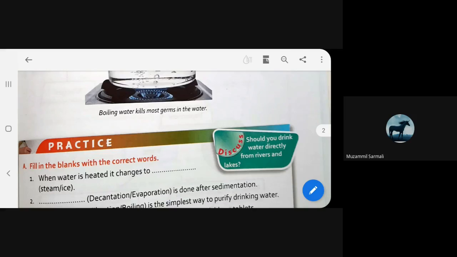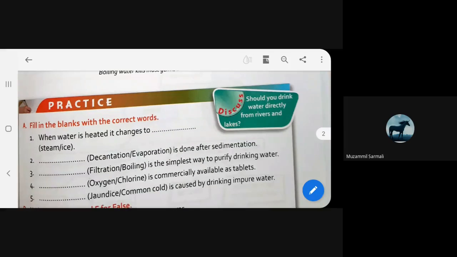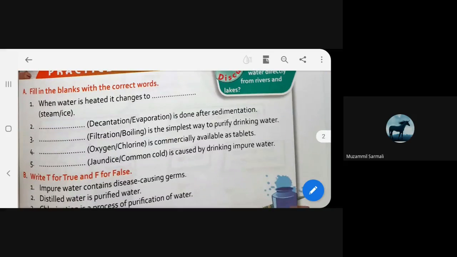Girls, okay, so here our chapter number 8 is completed. In the next lecture we'll revise these topics once again, and at the same time we'll solve all the exercises also. Okay, beta? If you have any doubt, just read it once, and then ask me in the next class. Okay, girls?